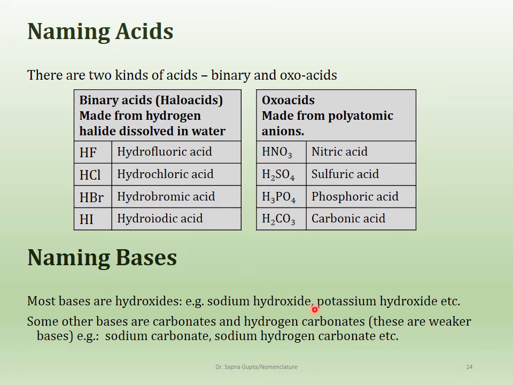All right, naming bases. Again, these are the simple names of the bases, like hydroxides. Most of the hydroxides are going to be bases, but then there are some other bases also, like carbonates and hydrogen carbonate. They're usually quite weak. They're not very strong. Sodium hydrogen carbonate, for example, that's baking soda, and you can eat that quite easily to relieve yourself of acidity and whatnot. So even amongst acids, there are strong acids and weak acids, which I gave you in the previous slides.